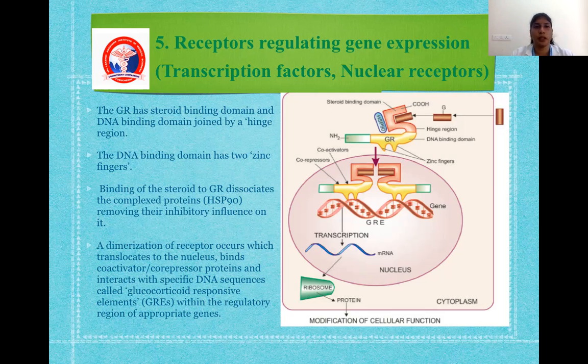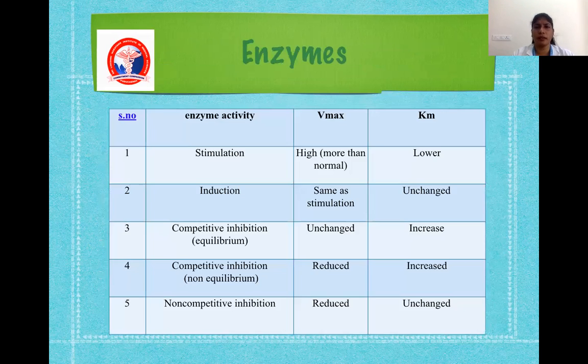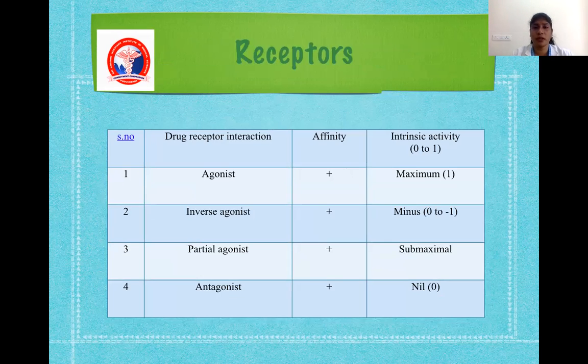So here you have to know about all these things, and the take-home message for the receptor, as we discussed, is affinity and intrinsic activity. Whatever the property may be, agonistic, antagonistic, inverse agonistic, or partial agonistic, you will have affinity within everything. With the intrinsic activity, an agonist has a maximum intrinsic activity of 1, an inverse agonist has 0 to -1, a partial agonist has a sub-maximum, and an antagonist has nil intrinsic activity.